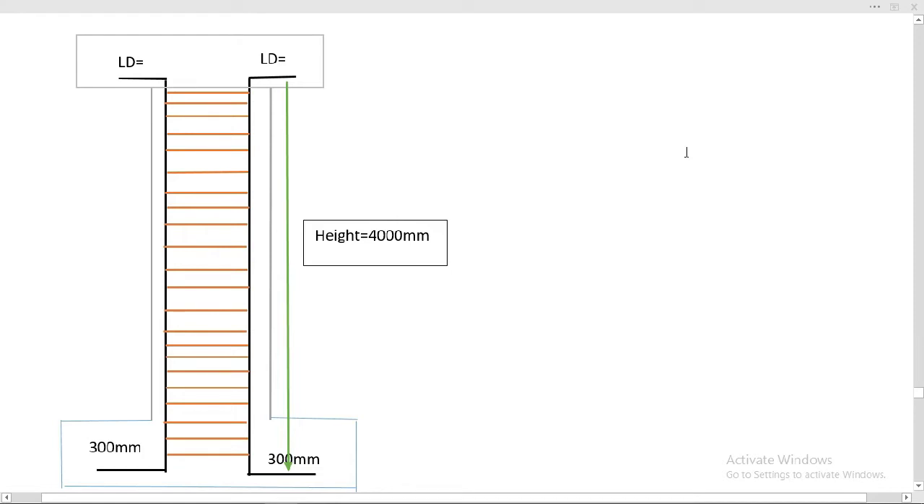Bismillahirrahmanirrahim. Welcome to the quantity survey course. In this lecture, we will discuss the BBS of column, the bar bending schedule of column.